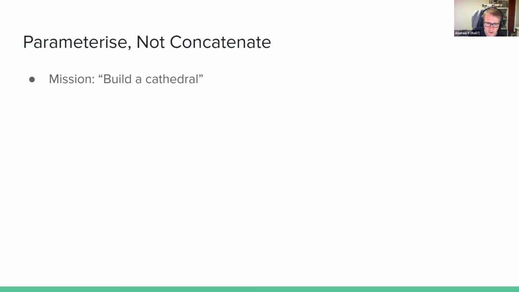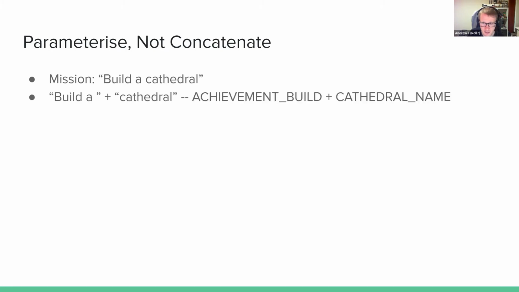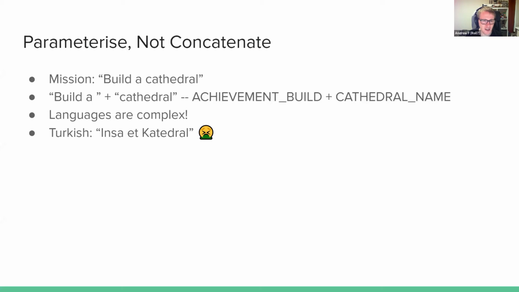We could have like 40 different keys for all the different building types. But also what we could do is split it into two keys. We could have an achievement build key, which represents the build part, and we could have the cathedral key, which represents the English text cathedral. And then we could just take the two of them, and in programming terms, this is called concatenation. We just join those two strings together and they become one string. And this is the naive approach, and it looks like it works. However, I don't know if you've heard this, languages are complex. And this is not going to work for all languages. In Turkish, you'll have to trust me that this Turkish translation is wrong.